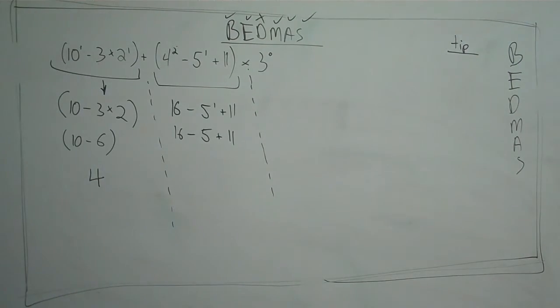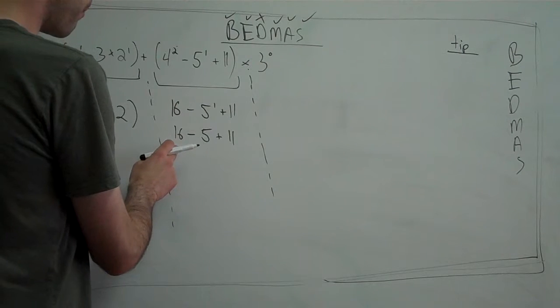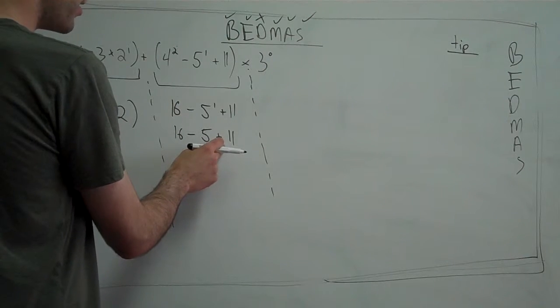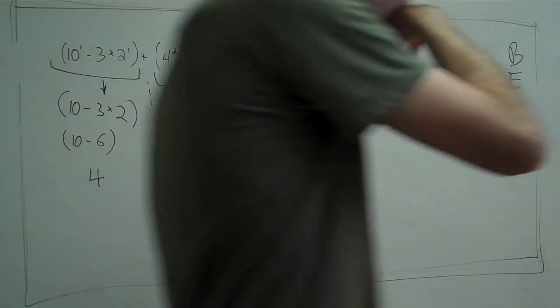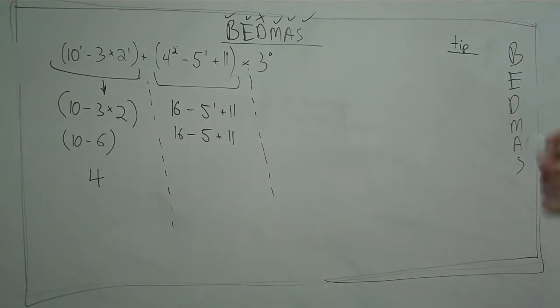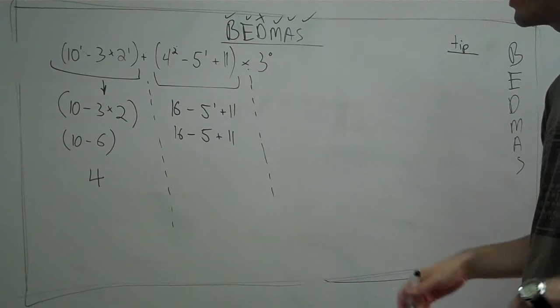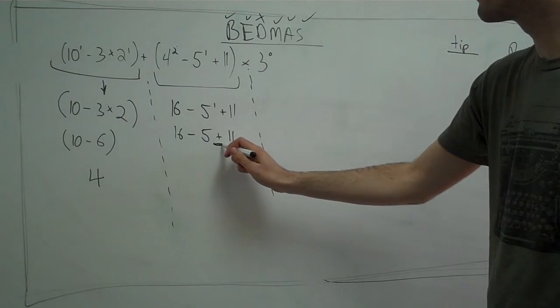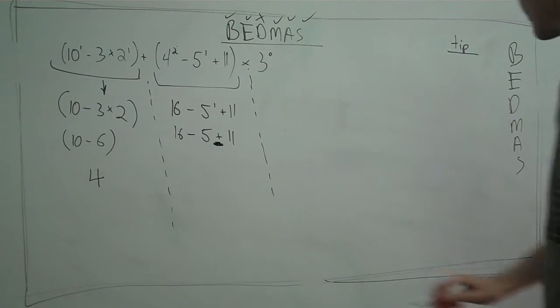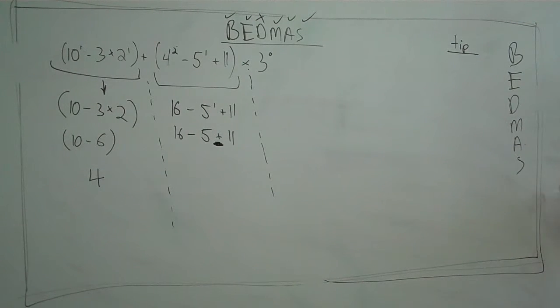Hey, that doesn't look so bad. 16 minus 5 plus 11, we can handle that. Okay, so we have a subtraction and an addition. Which do we do first? Now, again, this is why I had a problem phrased exactly like this, because sometimes people are inclined to do this first, because addition comes first here before subtraction.